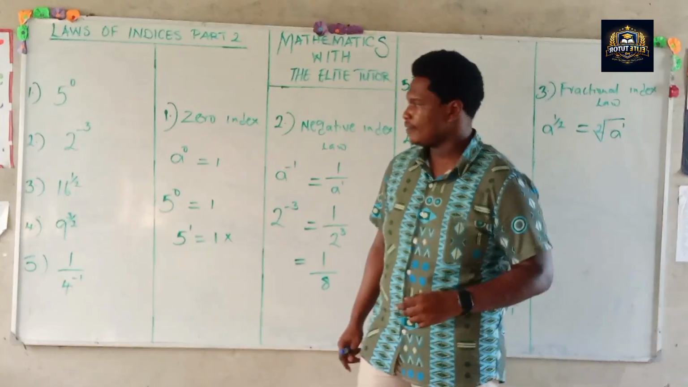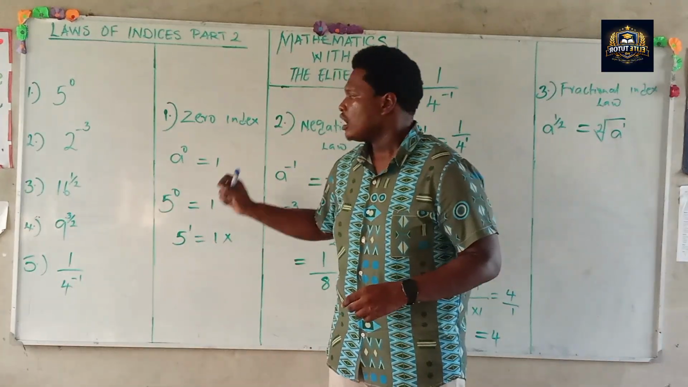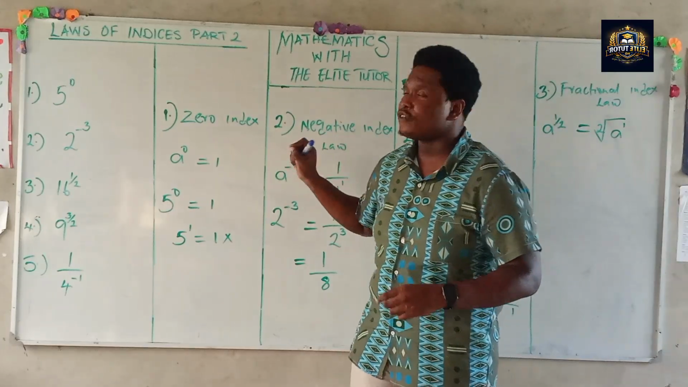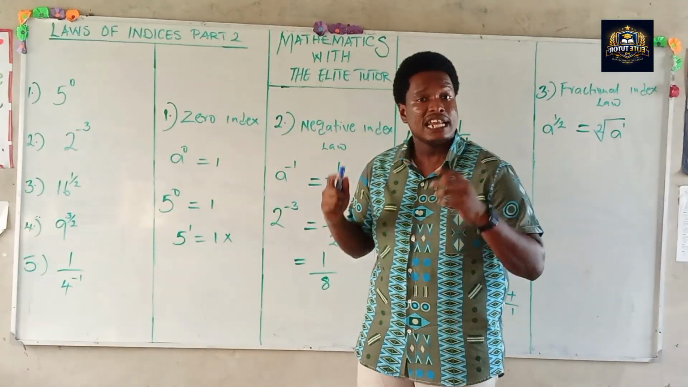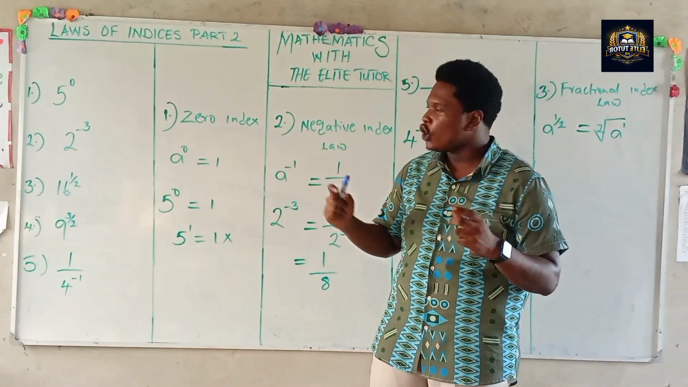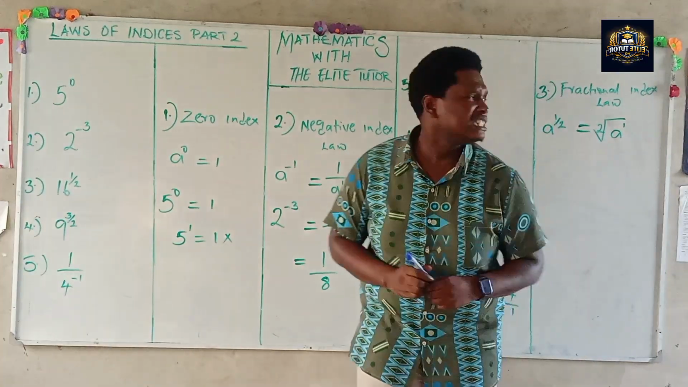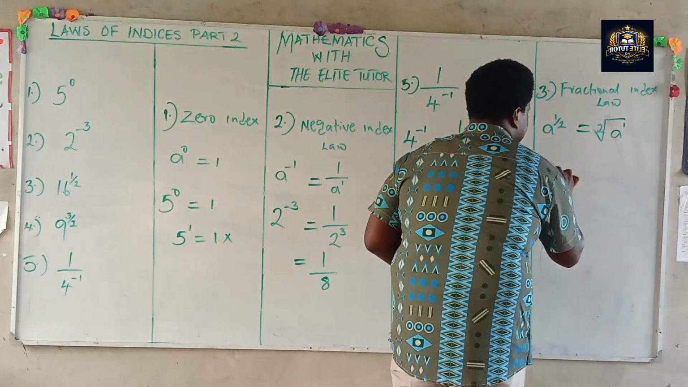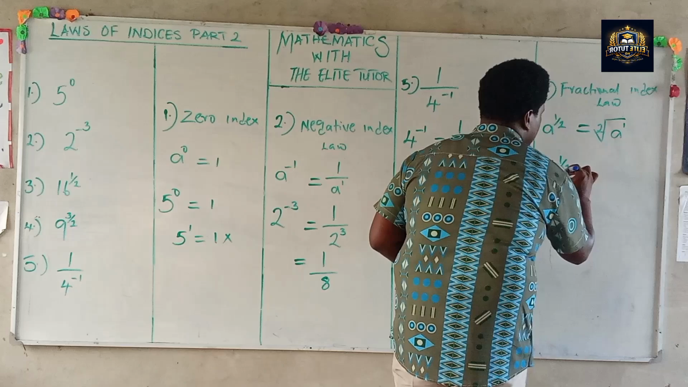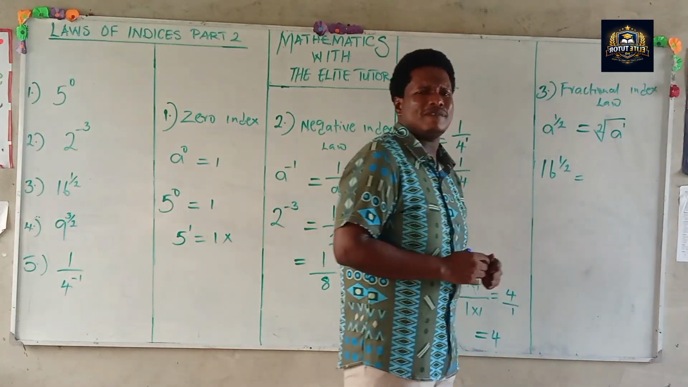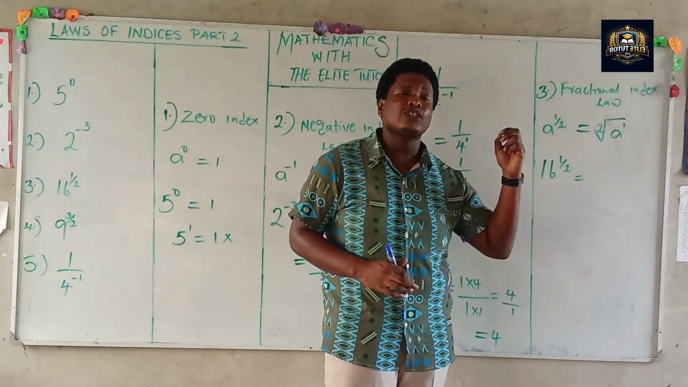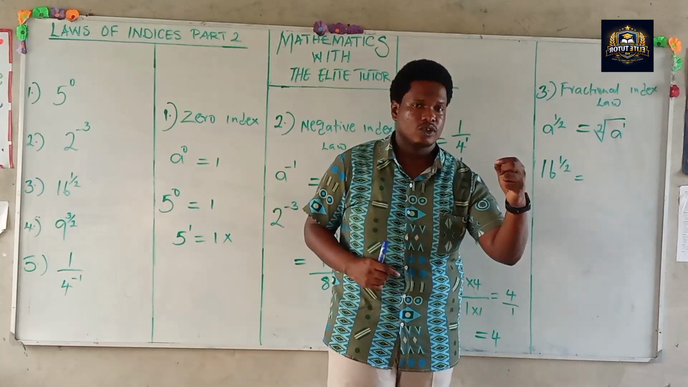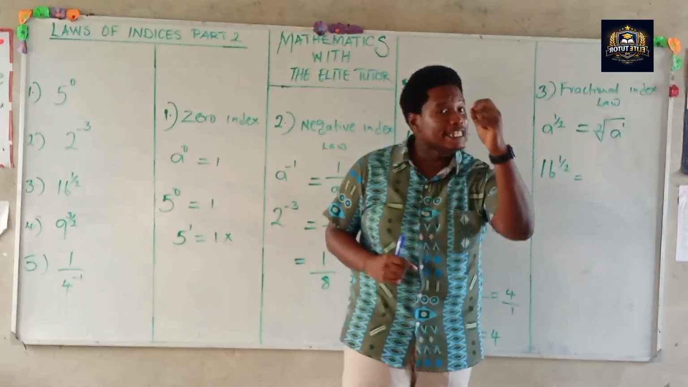Now I'm going to be solving questions 3 and 4 in order for us to understand this fractional index law properly. Now let's look at question 3. We have 16 raised to power 1 over 2. Now, how do we solve this? Like I said, the denominator always takes the root, while the numerator is the power.